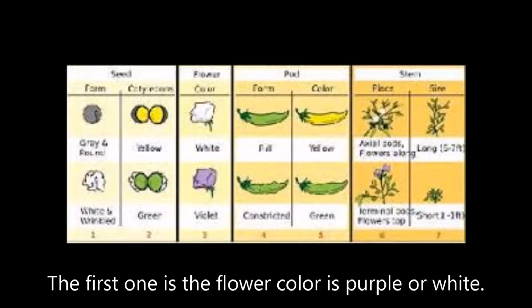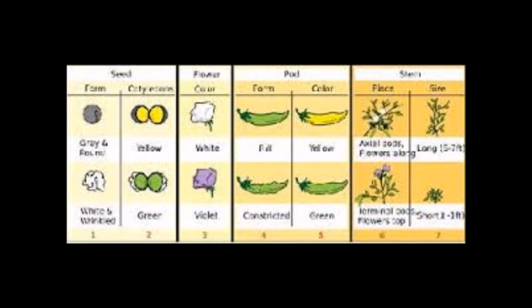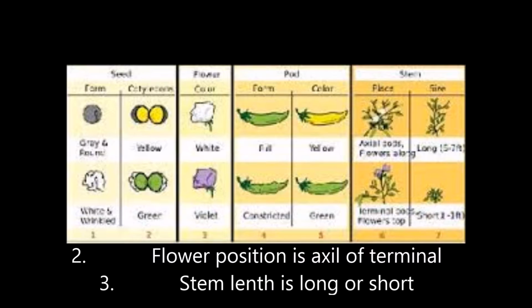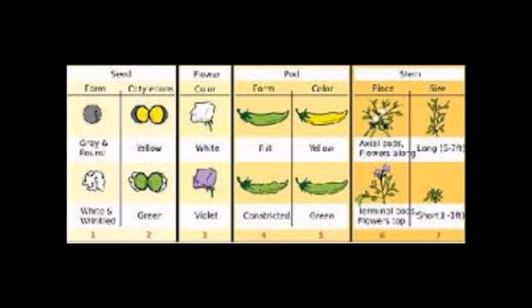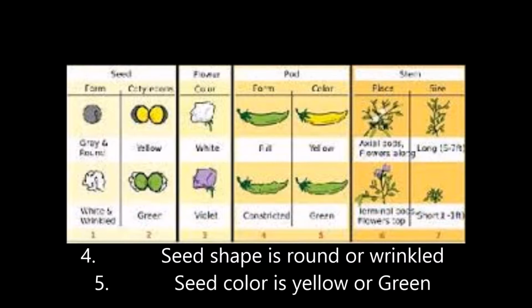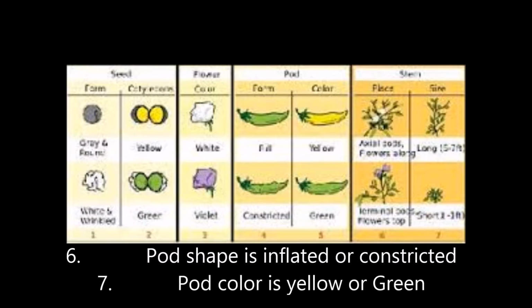The first one is that flower color is purple or white. The second is that flower position is axial or terminal. The third is that stem length is long or short. The fourth is that seed shape is round or wrinkled. The fifth is that seed color is yellow or green. The sixth is that pod shape is inflated or constricted. The seventh is that pod color is yellow or green.